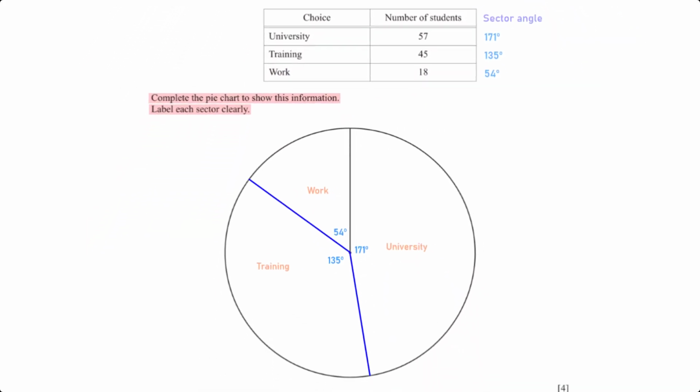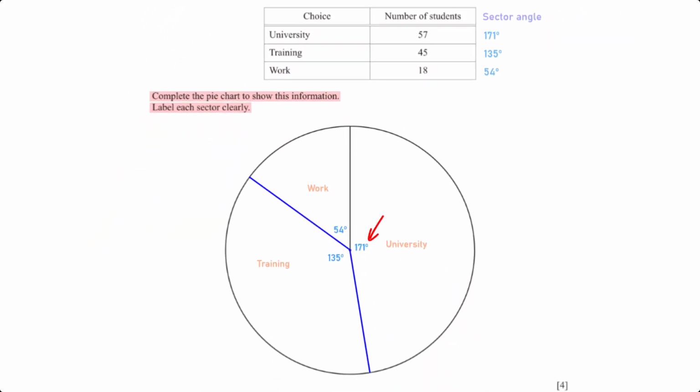Using a protractor, we measure an angle of 171 degrees for the university category. Then we measure an angle of 135 degrees for the training category. The remaining angle, which is 54 degrees, is for the work category.